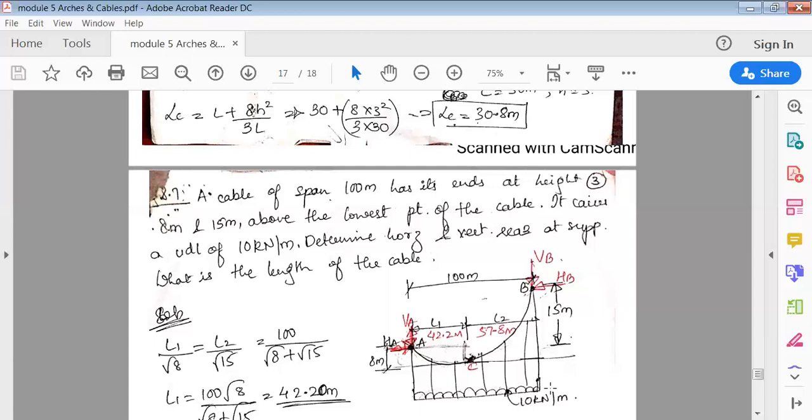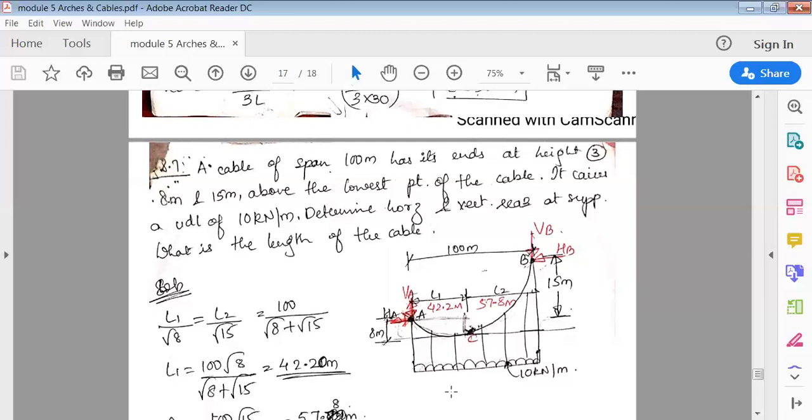Now see here, C is the lowest point and support A is at a lower level, support B is at a higher level. So with respect to C, it is at 8 meter. With respect to B, it is 15 meter. Okay, now let us find out the length first. This L1 between AC and BC we will find, because it is at a different level. The same concept we had used for arches also. Okay, same formula, the same concept.